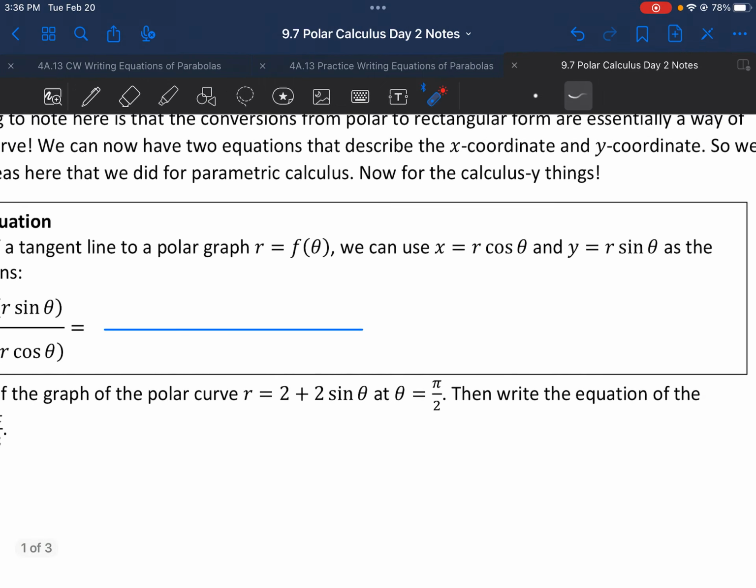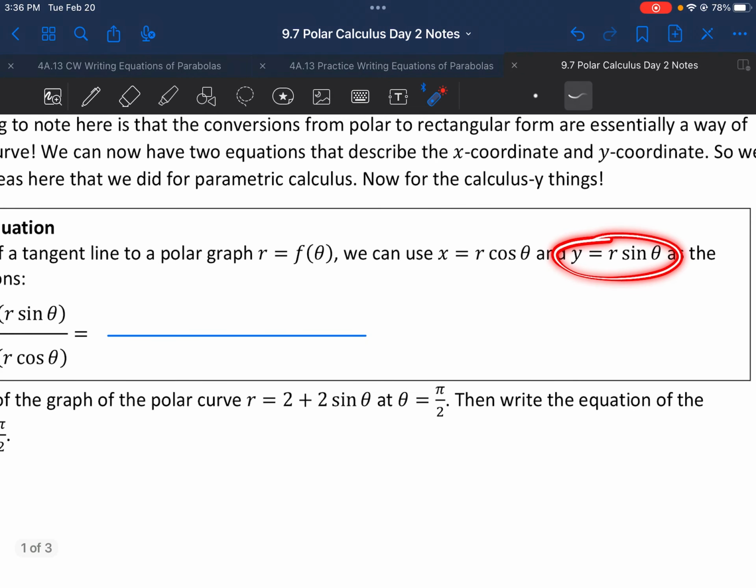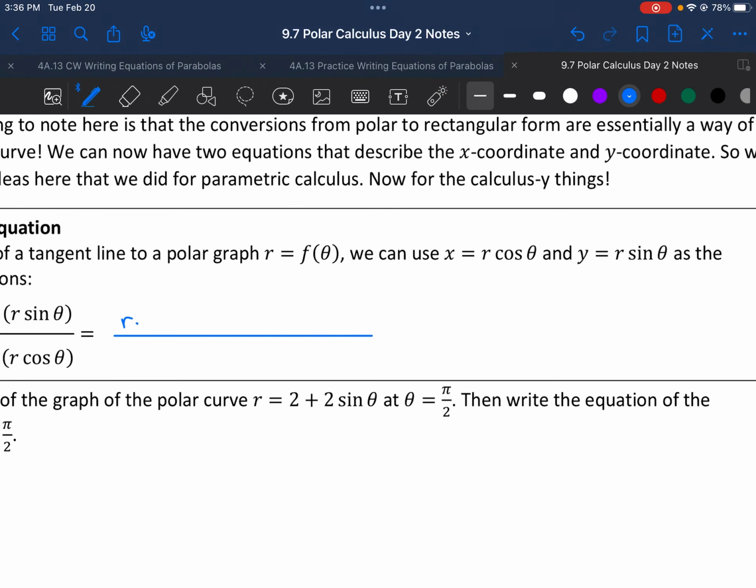So let's think about this. If I take the derivative of y with respect to theta, again, r itself is already a function of theta. So the product rule says, take one function, leave it alone, so r, times the derivative of the second function. Well, the derivative of sine of theta with respect to theta is cosine of theta, plus the second function left alone, sine of theta, times the derivative of the first function. Well, the derivative of r would be r prime.